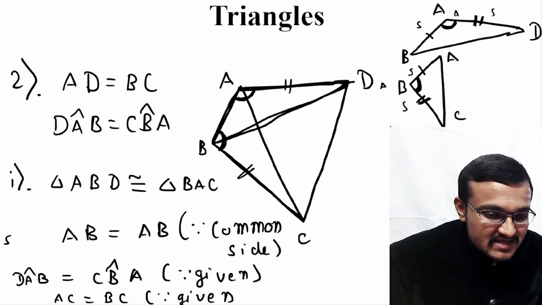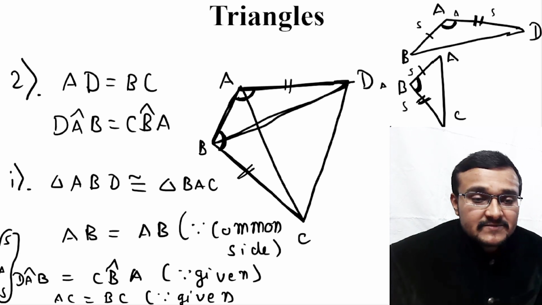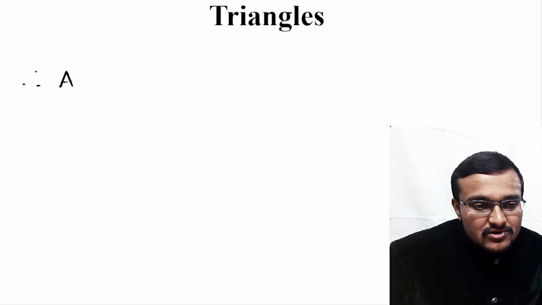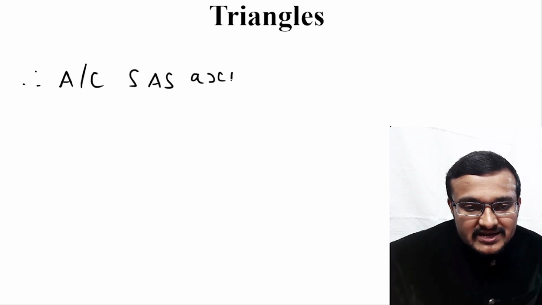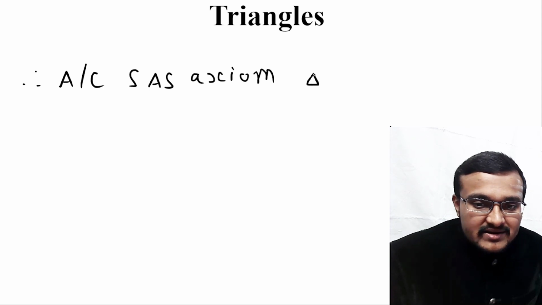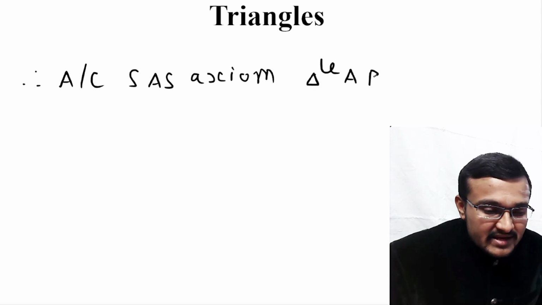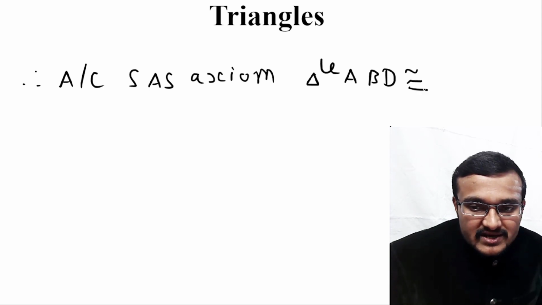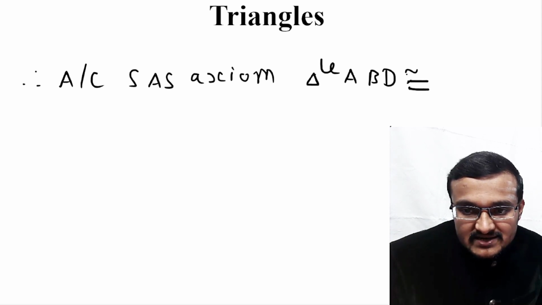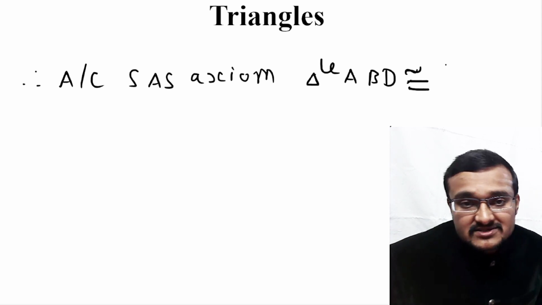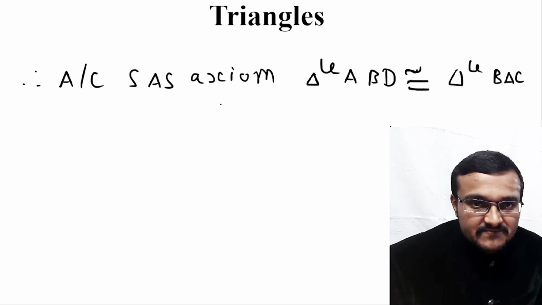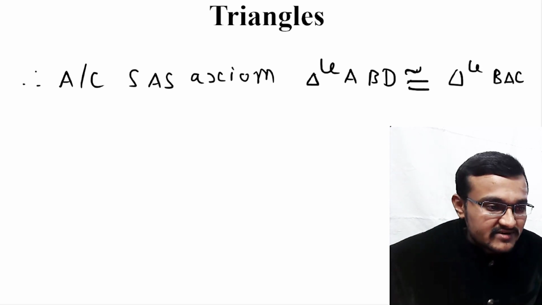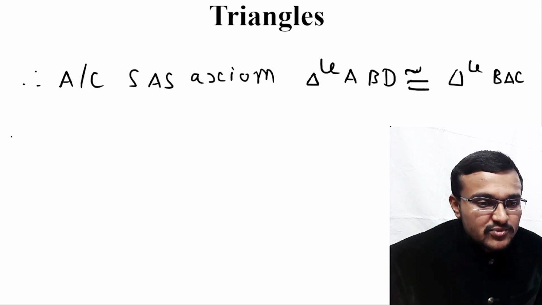So according to side angle side postulate, therefore according to side angle side axiom, triangle ABD is congruent with triangle BAC. So these two triangles are congruent with each other. Now we have proved the first question.